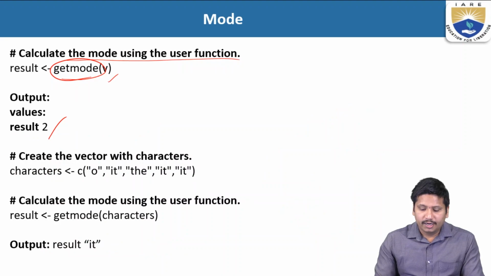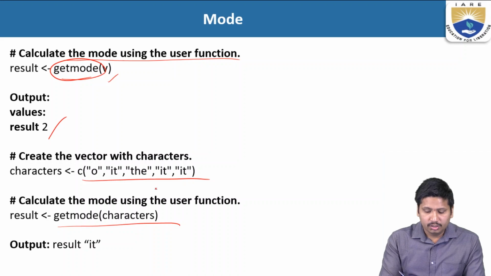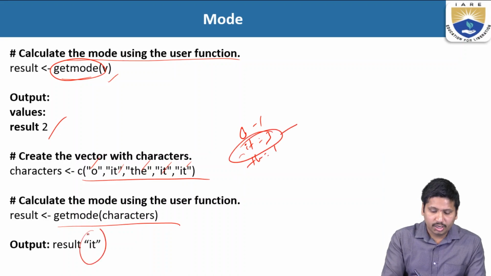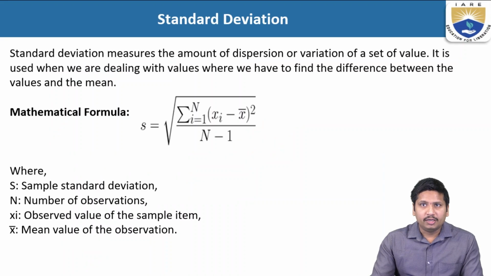And for creating a vector with characters, how is the mode calculated? For this character set, I'm going to use get mode of characters, and among these the result is the character string that is repeated the most number of times. So O should be 1, IT should be 3 and D should be 1. The most number of occurrences is IT, so that should be the output for this character vector when calculating the mode. So like this I can calculate this.